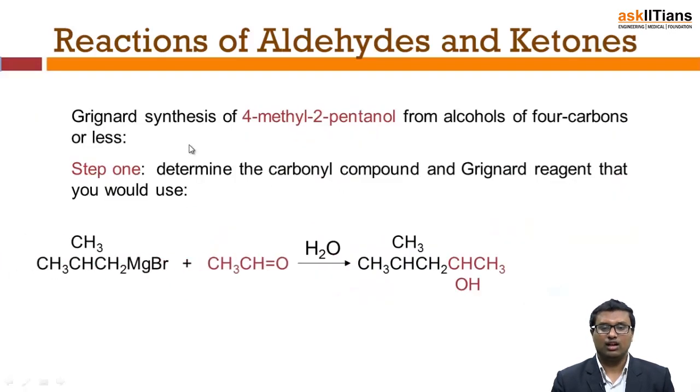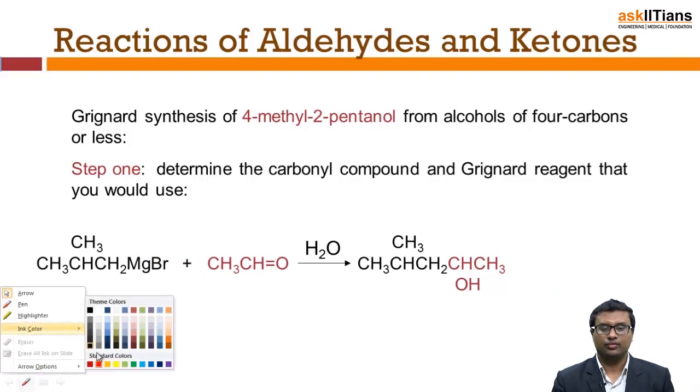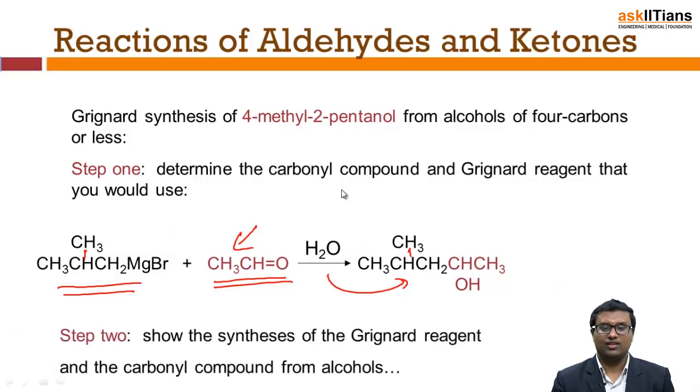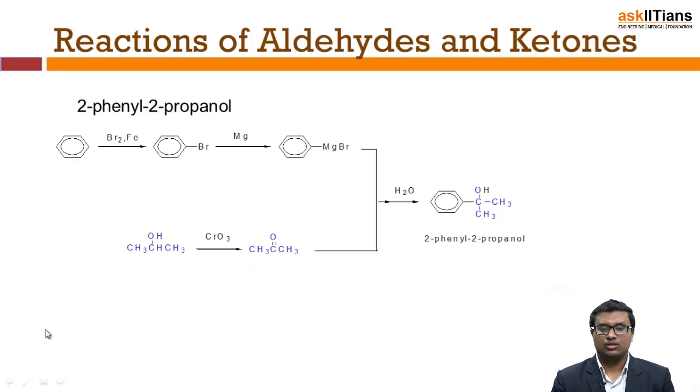So you can see now the Grignard synthesis of 4-methyl-2-pentanol. So from alcohols, I have 4 carbons in the Grignard reagent and I have an aldehyde, and these 2 carbons get added to your aldehyde and we will be getting an alcohol. So step 1 determines the carbonyl compound and Grignard reagent that you would use, and step 2 shows the synthesis of the Grignard reagent and carbonyl compound from your alcohols.